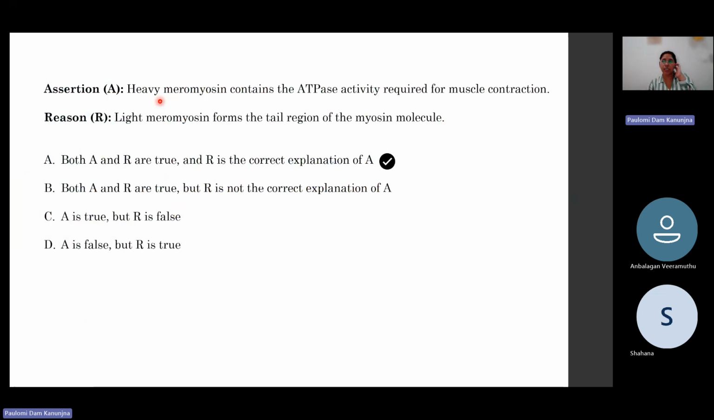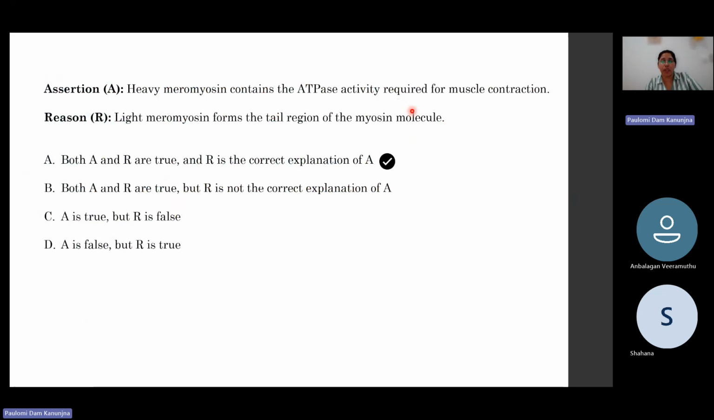Okay, let me give you the answer for this. So these both are correct statements. And so your heavy meromyosin can do the ATPase activity on its head, because light meromyosin, which is the other chain, is forming the tail. So head and tail role is clearly differentiated here.